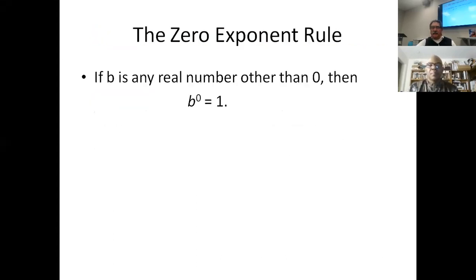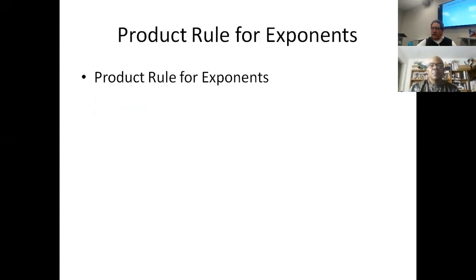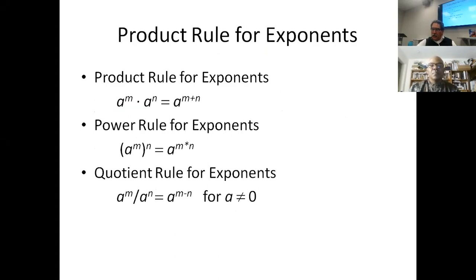Any number to the power of 0 is equal to 1. Just remember that: b to the power of 0, any number, is equal to 1. And we talked about this one too. Any number to a negative power is 1 over that number to the positive power. We talked about these. When a times a have the same base, just add the exponents. A to the power of n, the whole thing to the power of m, is m times n. And when you have a division, you subtract the exponents.